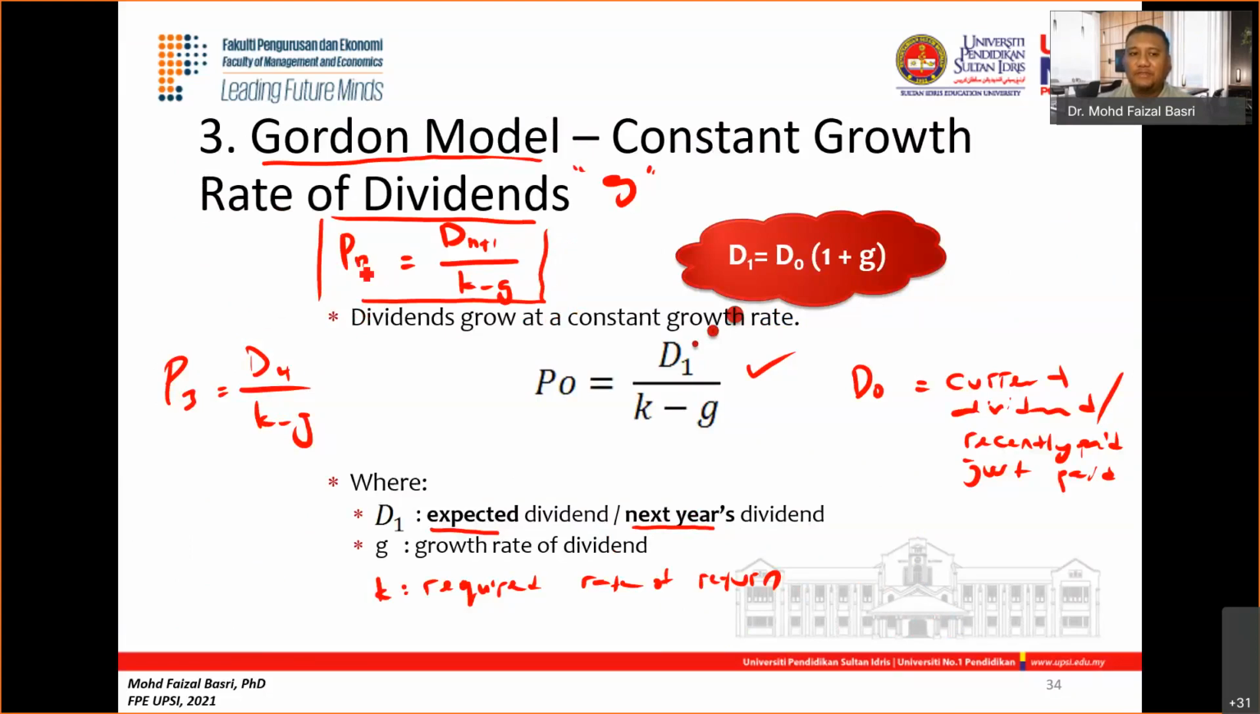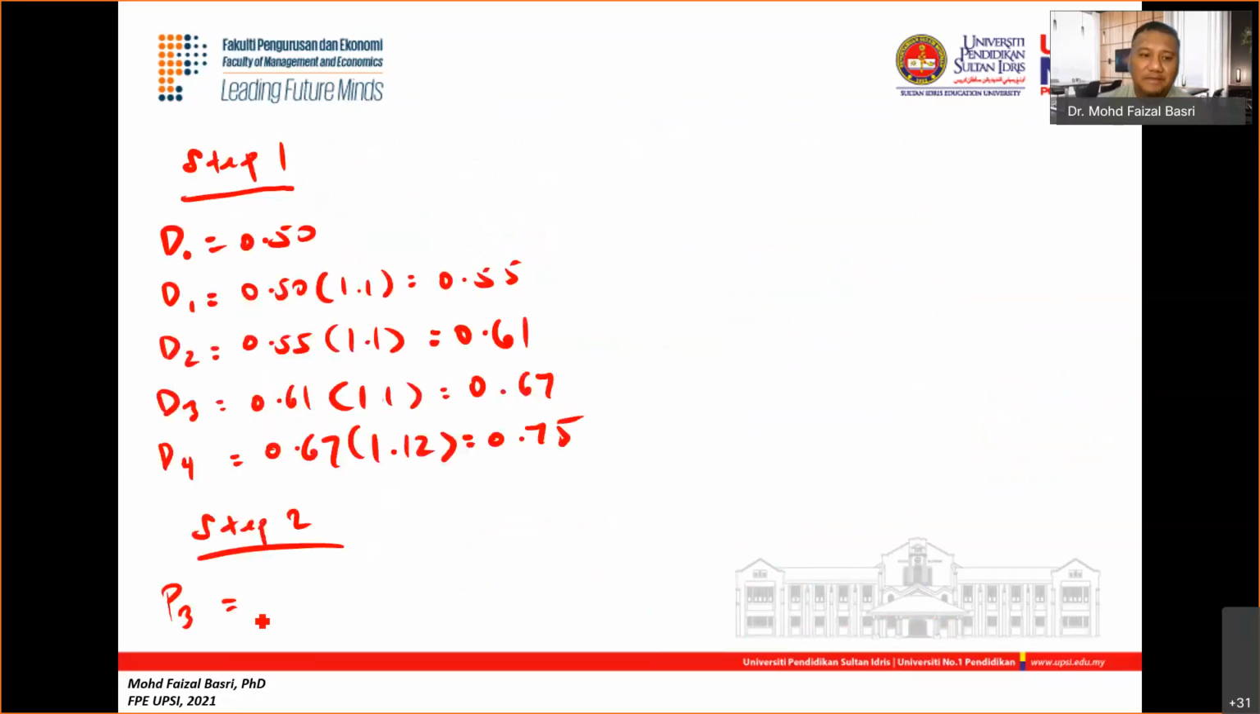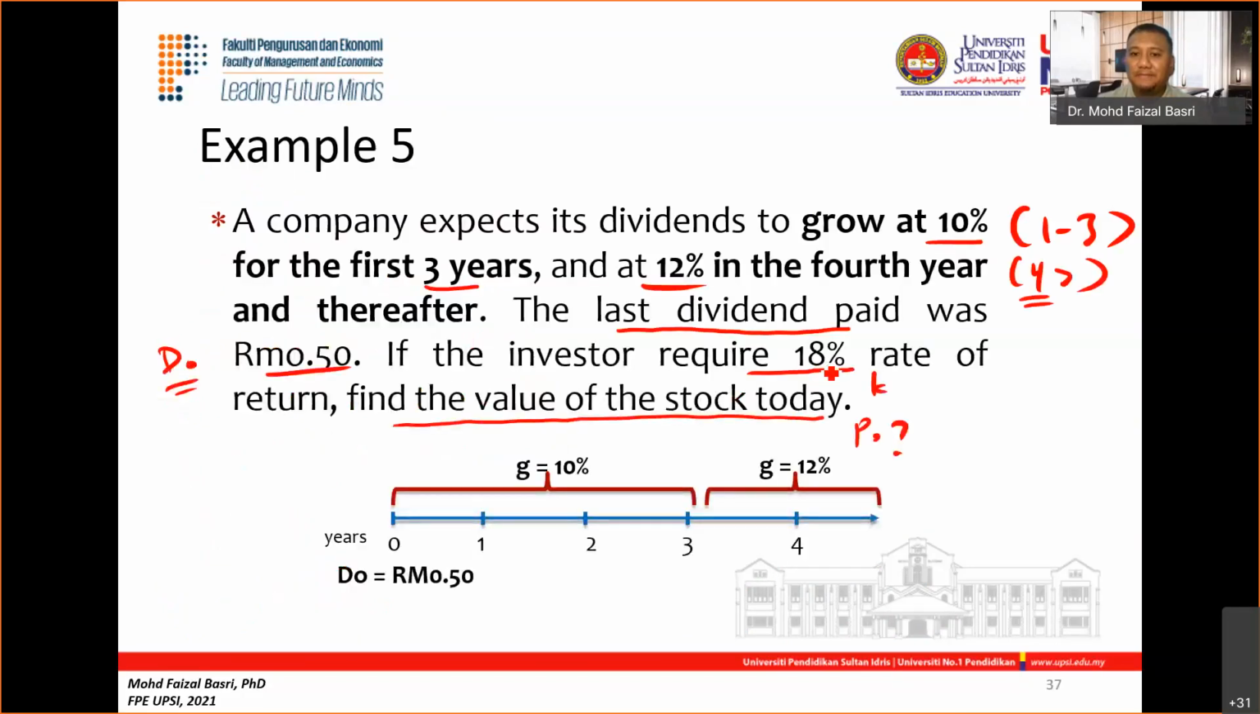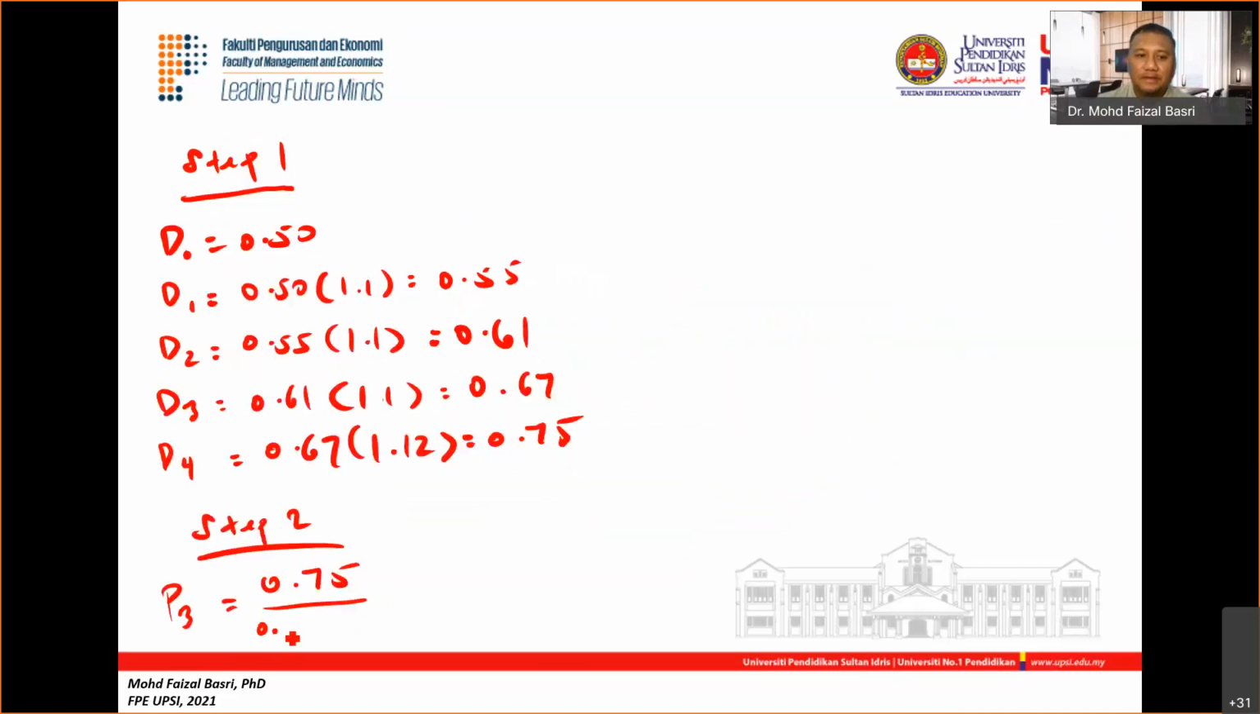So if the question asks us to find P3, so P3 means D3 plus 1, sama macam tadi lah, which is D4 over k minus g. Okay, so if that's the case, P3 will be D4 over k minus g. So we know our D4 already. So from step number 1, we have D4, which is 75 cents. So we don't have to calculate. Just put 75 cents here. Because P3 is D4 over k minus g. And the k from the question is 18%. This one. 18%. And the g, all right.